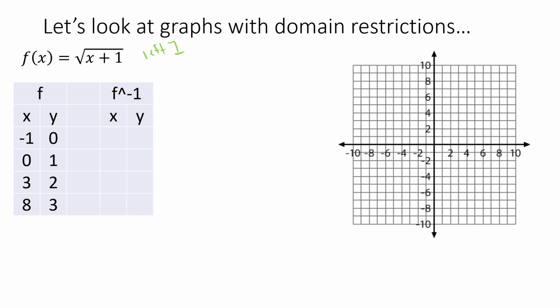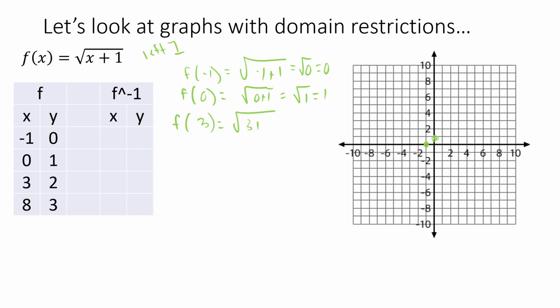Now, what I'm going to do here is actually plot the ordered pairs so we can get a good look at that. So we have the point -1, 0, which is right there. The point 0, 1. And you could test all of these out. So if I plug in -1, that's the square root of -1 plus 1, which is the square root of 0, or 0. If I plug in a 0, that's the square root of 0 plus 1, or the square root of 1, which is 1. If I plug in a 3, that's the square root of 3 plus 1, which is 4. So the square root of 4 is 2, which is where we get the point 3, 2.